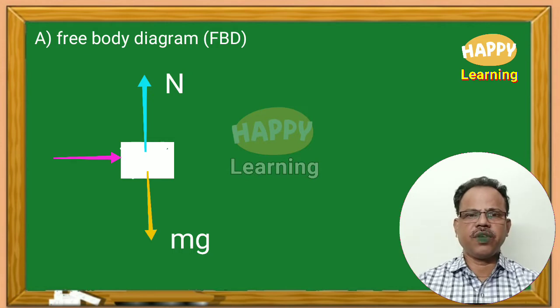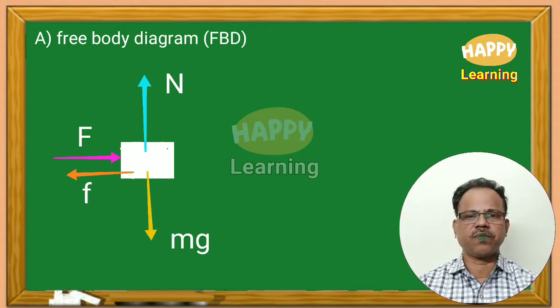If capital F is the force with which the block is pushed, the frictional force will be opposite to the direction of force, and it is represented by letter small f. This is the free body diagram in this case. Total 4 forces acting.